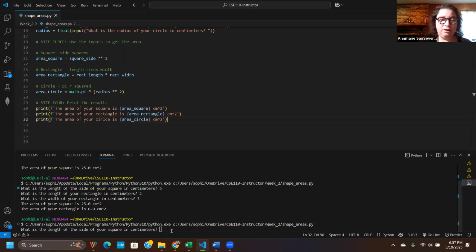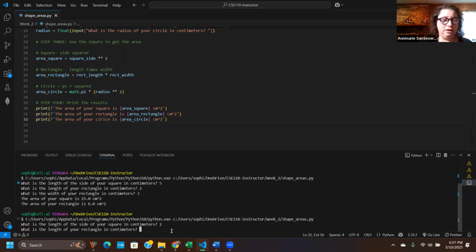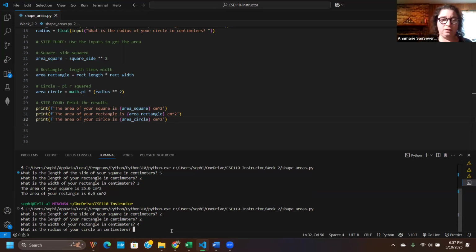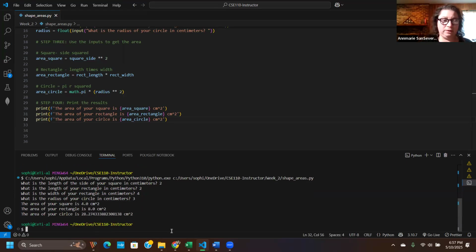Okay, length of the side of our square. This time I'm going to say our square is 2 centimeters, so we should get length of our rectangle 2 and 4, and our radius is going to be 3. Okay, so the area of our rectangle. Now, look at this. Oh man, did I misspell circle? Okay, area of your CIRCLE. Okay, my fingers don't type in unison the way they should.